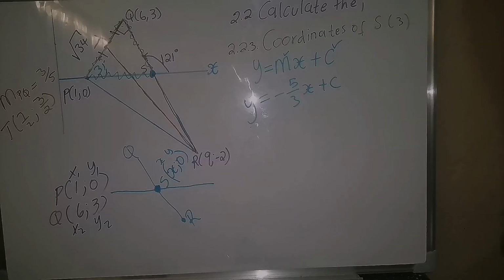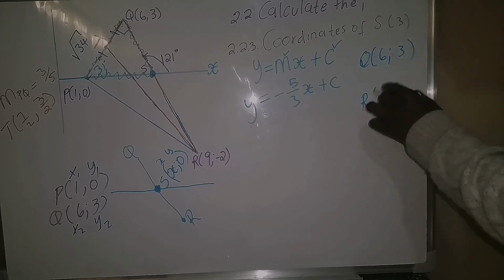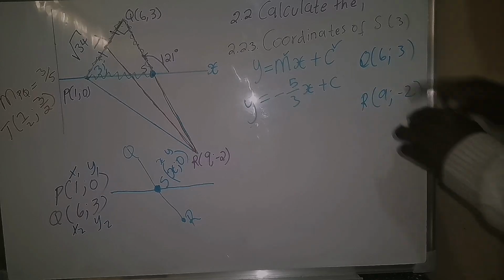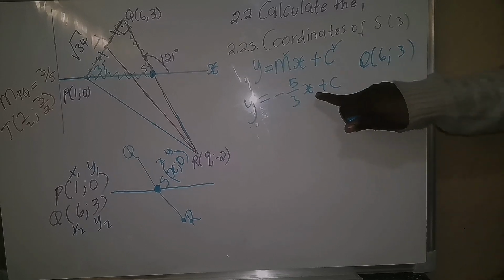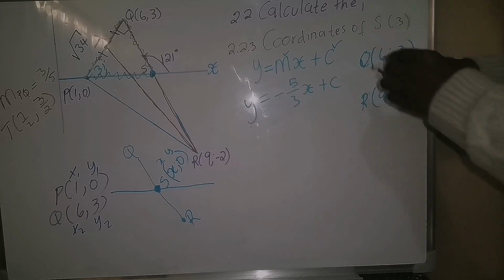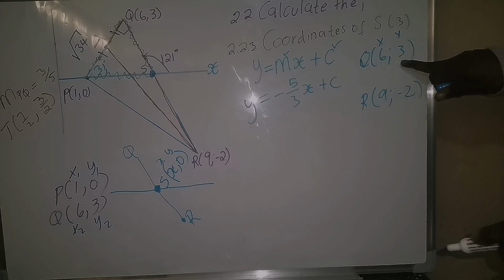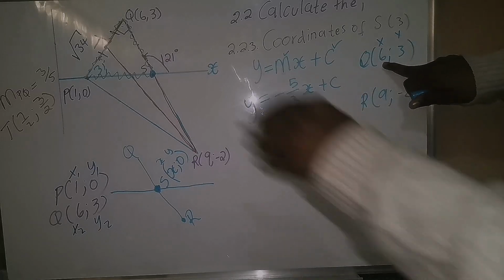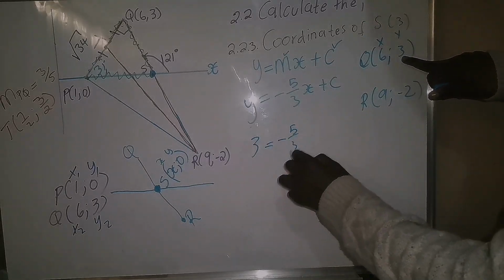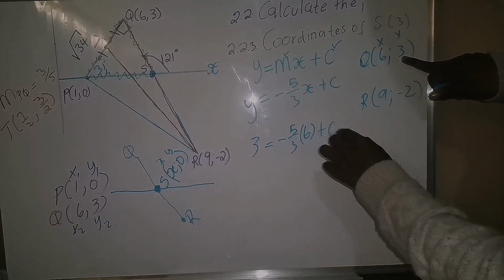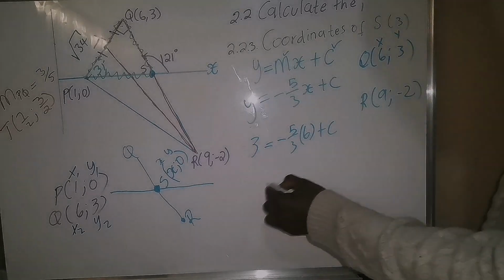How do you find c? We have coordinates Q, which is (6, 3), and R, which is (9, -2). You can use any of the two points to find c. Let us use Q. For x I put in 6, for y I put in 3. So 3 is equal to -5/3 multiplied by 6 plus c. I use the coordinates of Q, 6 and 3, and I need to find c now.